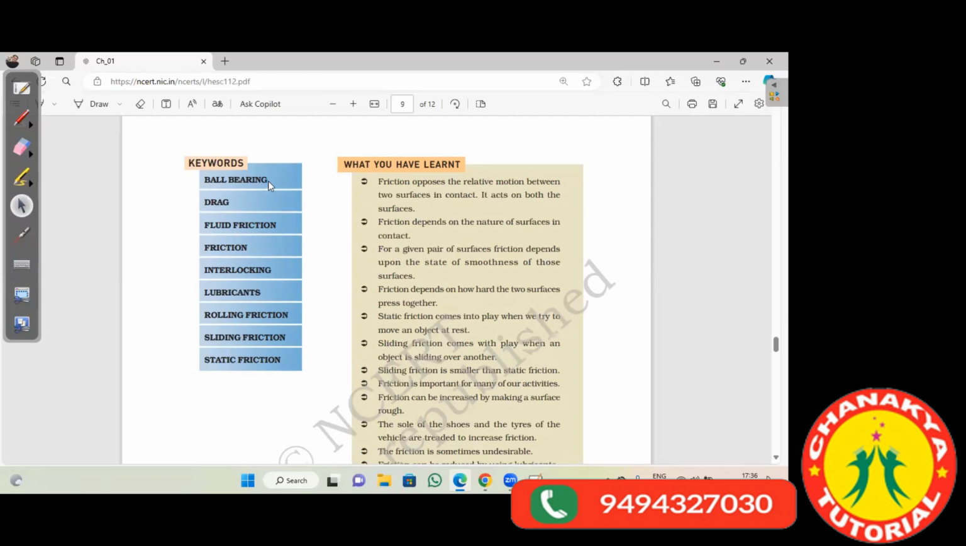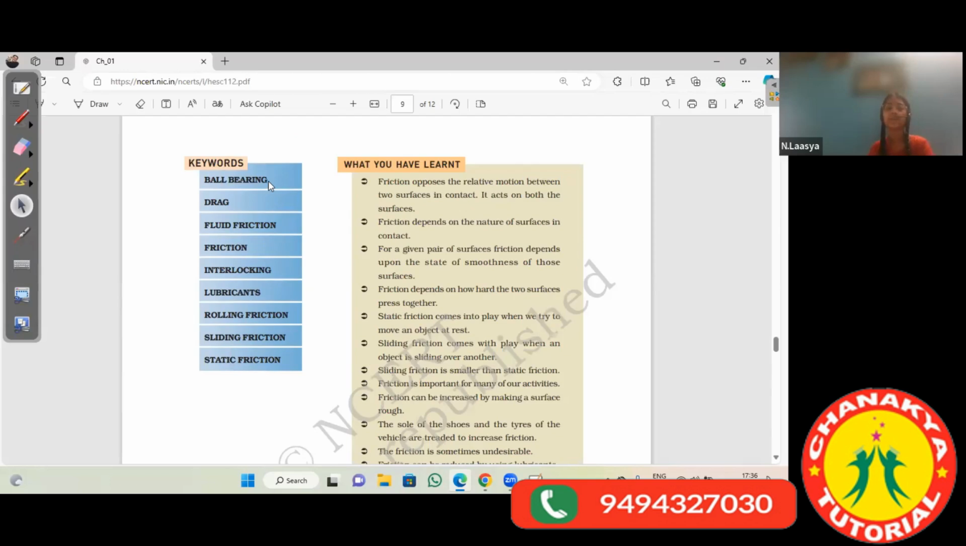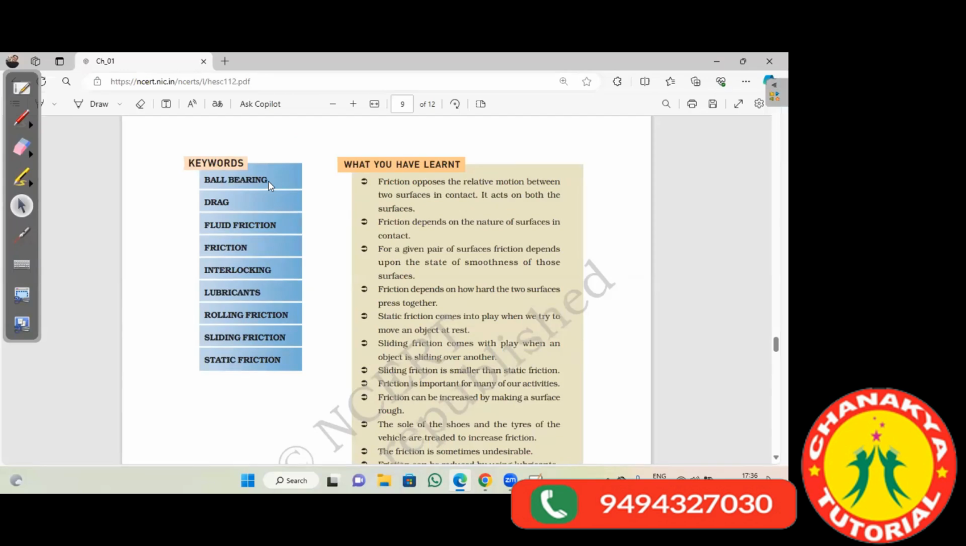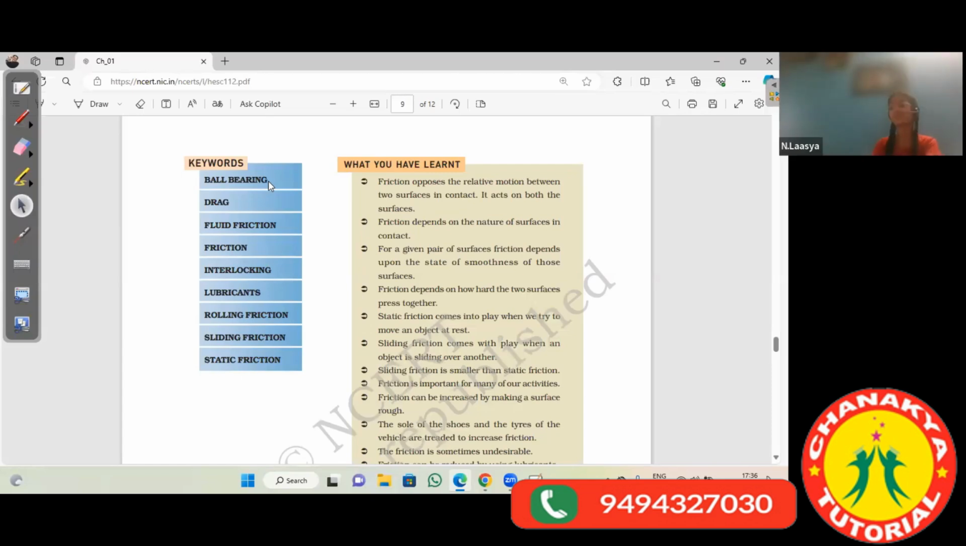So can you repeat? Yes, repeat, sir. Okay, so I am writing the answer for what is ball bearings, and I will also show you what ball bearings actually are.